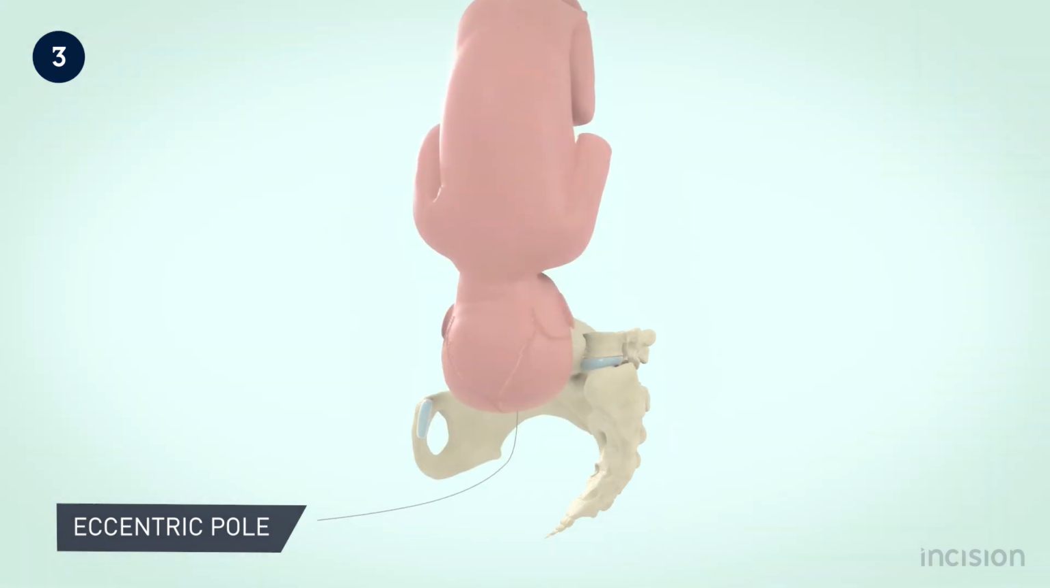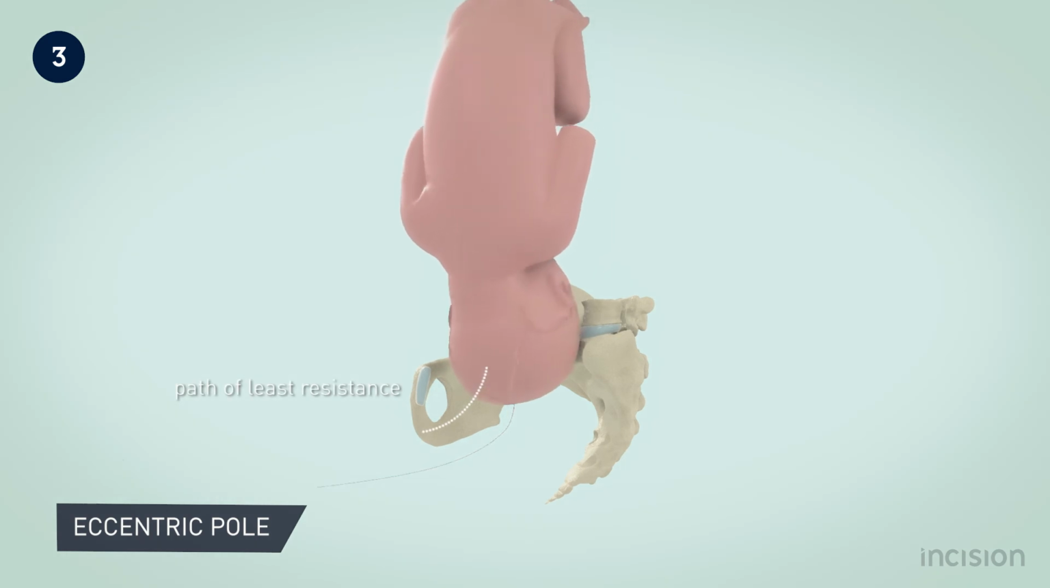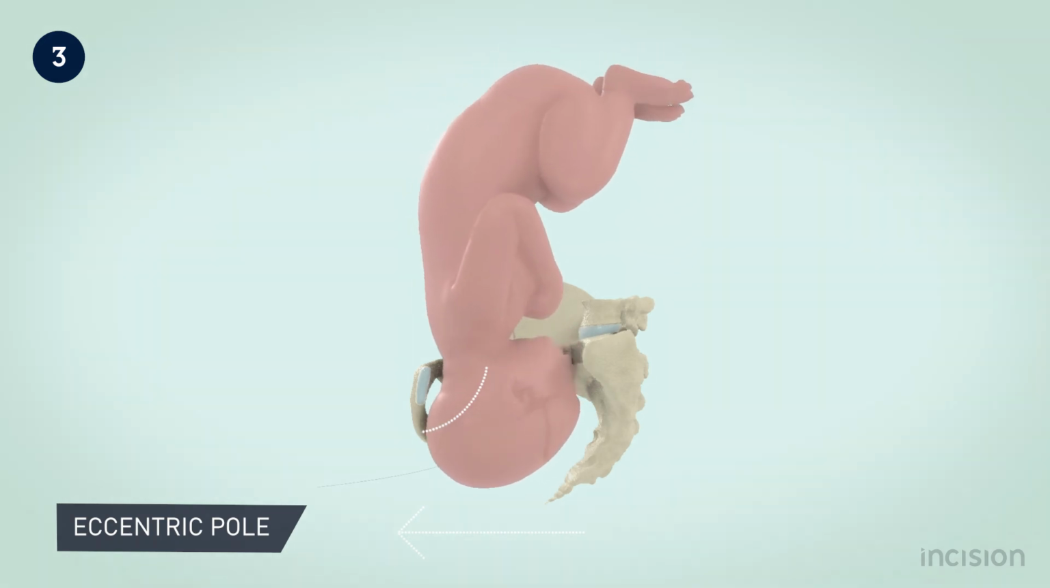The eccentric pole follows the path of least resistance and upon descent usually rotates anteriorly to become positioned under the maternal symphysis pubis.